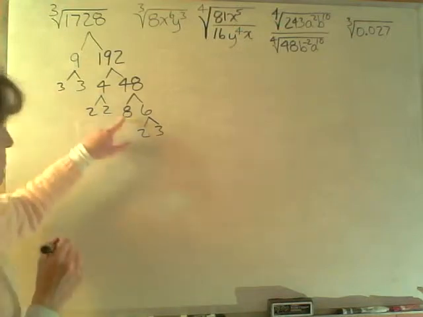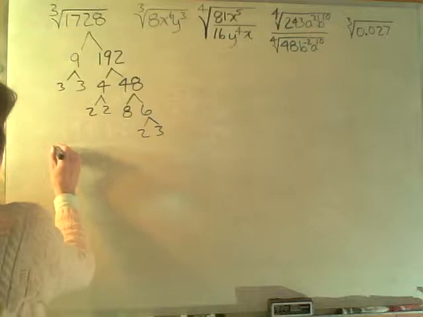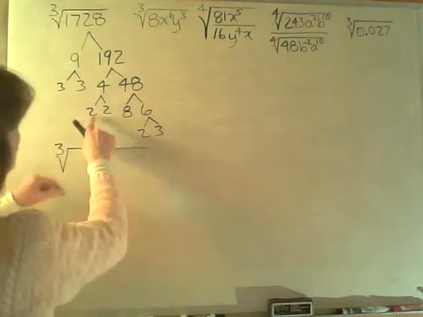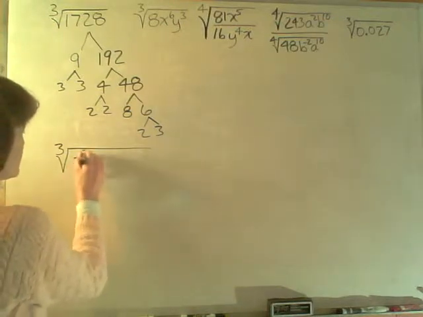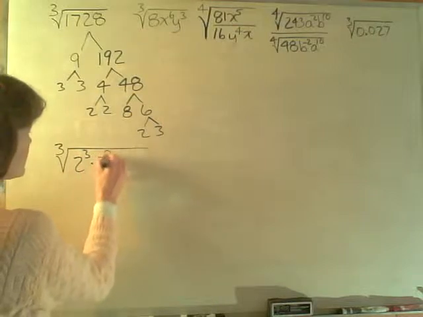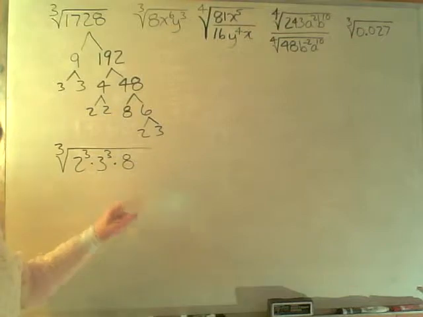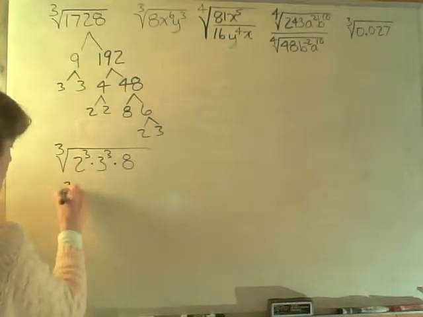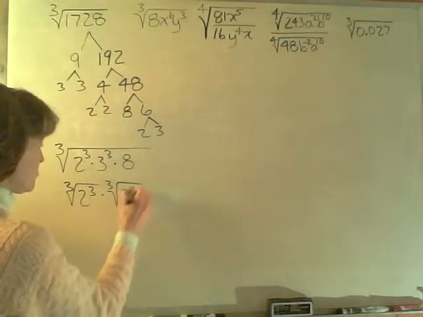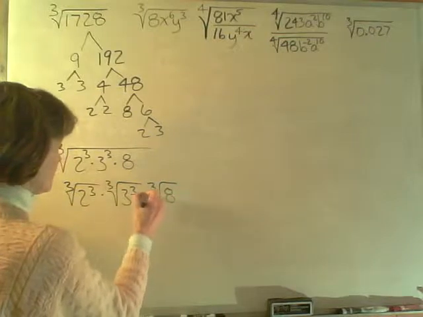Right, and then 6 can be written as 2 times 3. So now I have all prime factors except for my 8, which is a perfect cube. And so we're going to leave him like that. So when we take the cube root, we have 1, 2, 3 2s. We have 1, 2, 3 3s. And we have our 8. Well, I can take the cube root of each one of these. The cube root of 2 to the third times the cube root of 3 to the third times the cube root of 8. This is what we're looking at, all right?